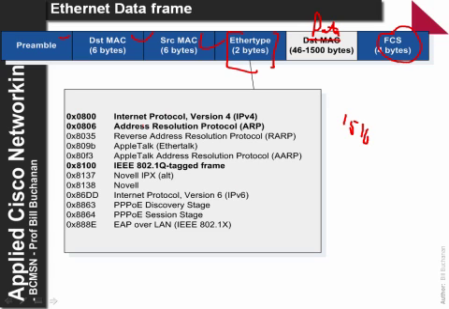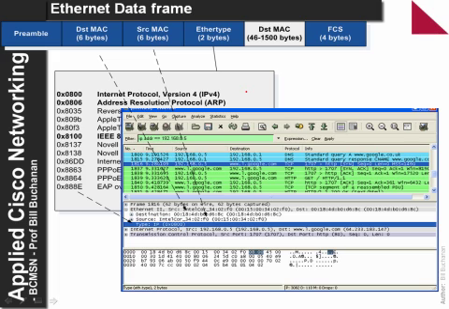So when we carry ARP traffic, we should see the hexadecimal value of 0806. If it's an IP packet, 0800. If it's a 1Q tagged, we should see the ether type of 8100. So we can see here an example. This is an IP data packet inside our Ethernet frame. So here we see the destination MAC address, here we see the source MAC address, and then we get an ether type of 0800, which is an IP packet.